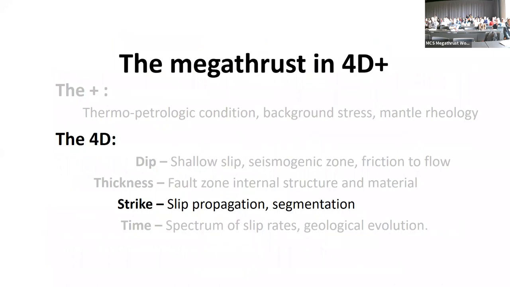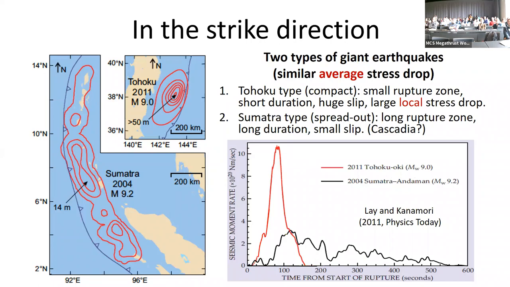About the strike direction, the first thing we need to recognize is that when you talk about large earthquakes, there are different types, typically two end members. There's the Tohoku type, at the same spatial scale, magnitude 9 and above. It's very large, but the Tohoku type is very compact, with very large slip and very large local stress drop, not average stress drop. And Sumatra is a very spread, very long rupture. You see the source function here, the moment rate function. It takes a long time to complete the rupture, and the slip is smaller. That's something we need to recognize.